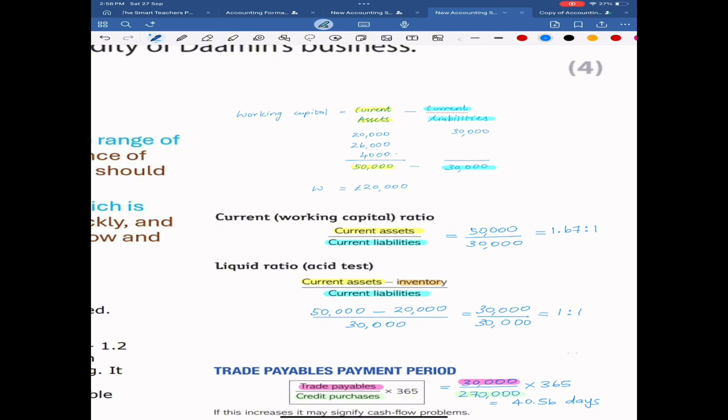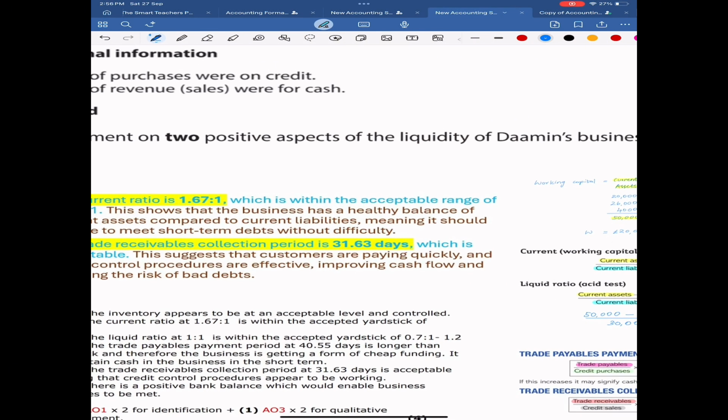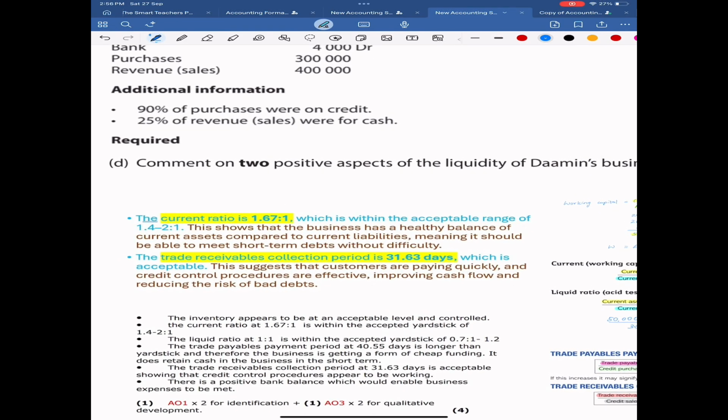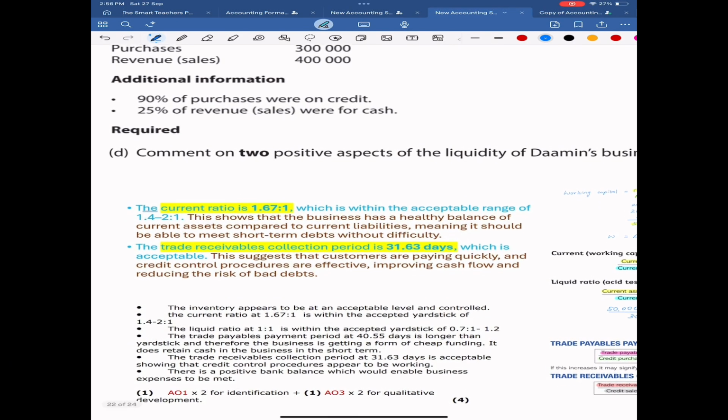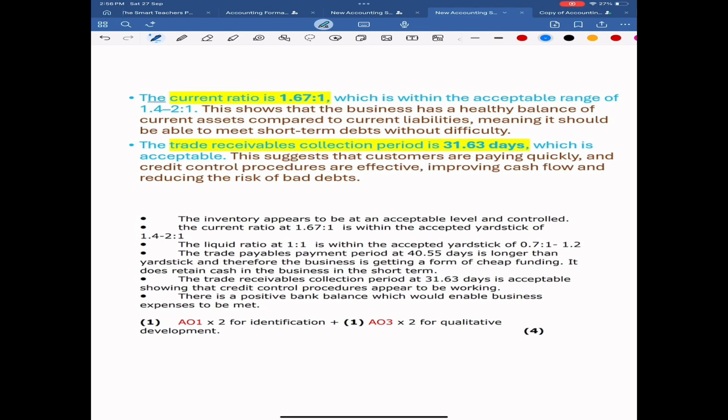So current ratio is 1.67:1. Therefore, the current ratio is at 1.67:1, which is within the acceptable range of 1.5:2:1, which is the industry standard. This shows that the business has a healthy balance of current assets compared to current liabilities, meaning it should be able to meet short-term debts without difficulty.